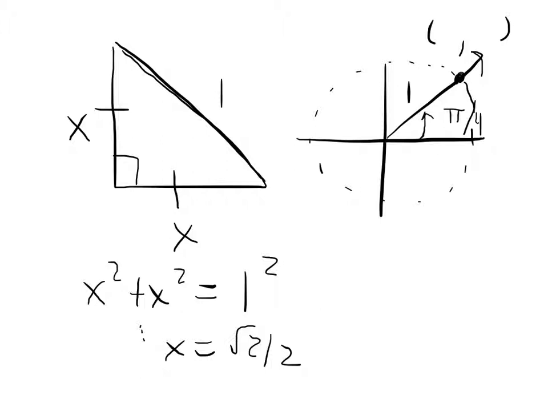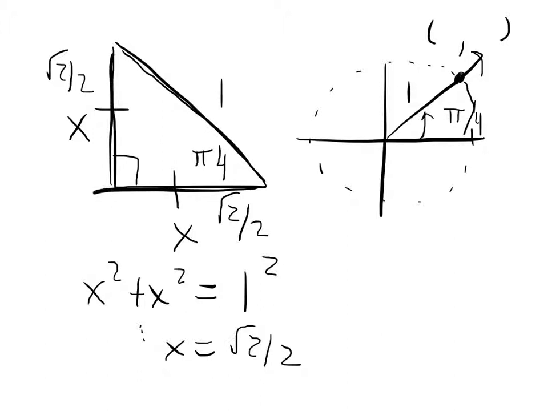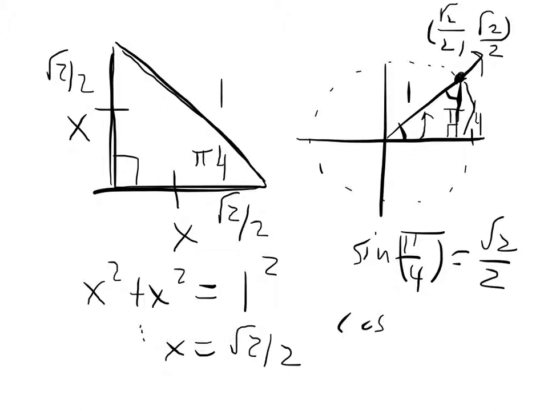And so therefore, I can label these sides root 2 over 2 and root 2 over 2. So here's my pi over 4 angle, and I go over root 2 over 2 and up root 2 over 2. And over here you can see if I drop that altitude in, here's my 45, 45, 90 right triangle, so I can label the point on the terminal side that coincides with the unit circle. And therefore I know the sine of pi over 4 is root 2 over 2, and the cosine of pi over 4 is root 2 over 2.